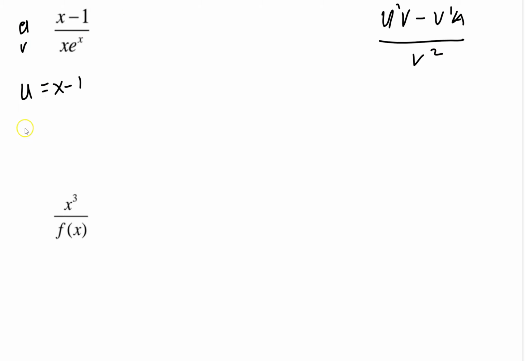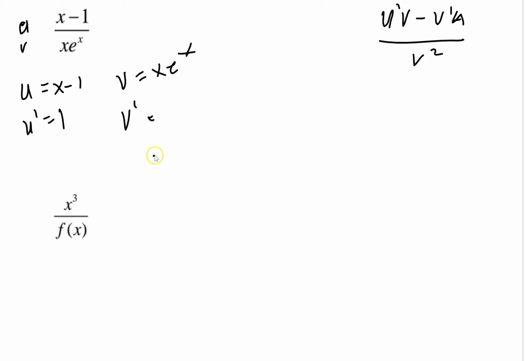So that's u is x minus 1. U prime equals 1. V is x e to the x. And then v prime, look at that. It's a product rule, right? It's x times e to the x. You're going to multiply these two. So don't just give me 1 e to the x. Product rule doesn't work that way, right? If you're multiplying two functions, product rule.